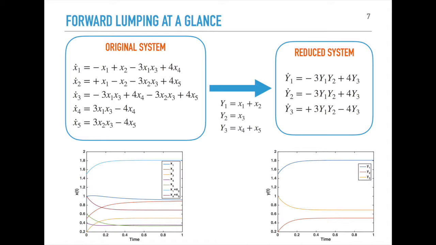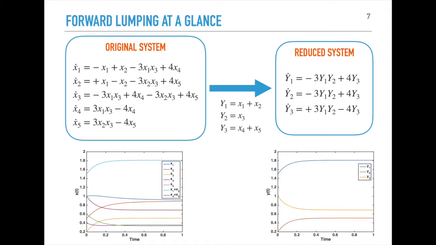And this reduced system enjoys the property that y1 of t is equal to x1 of t plus x2 of t for all time points, assuming, of course, that you initialize the initial condition y1 of 0 such that it's the sum of the initial conditions of x1 of 0 and x2 of 0. This is clear from here.